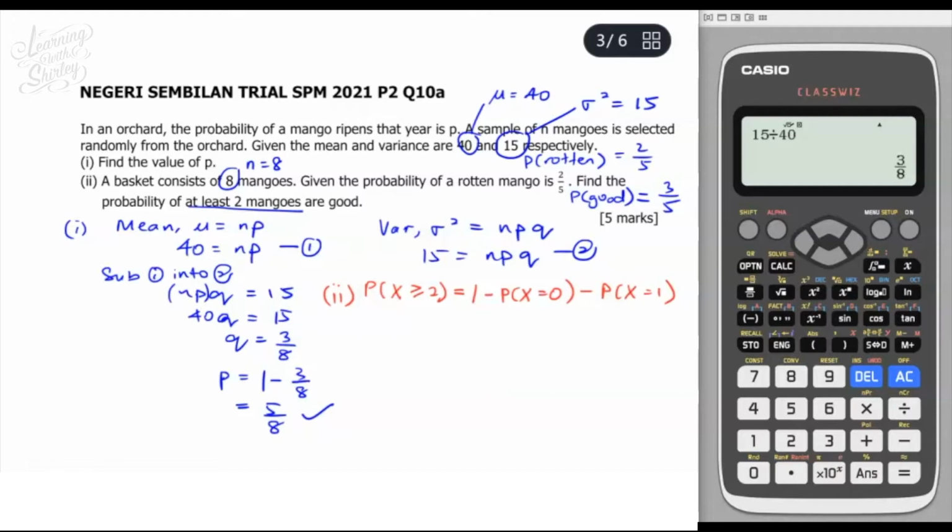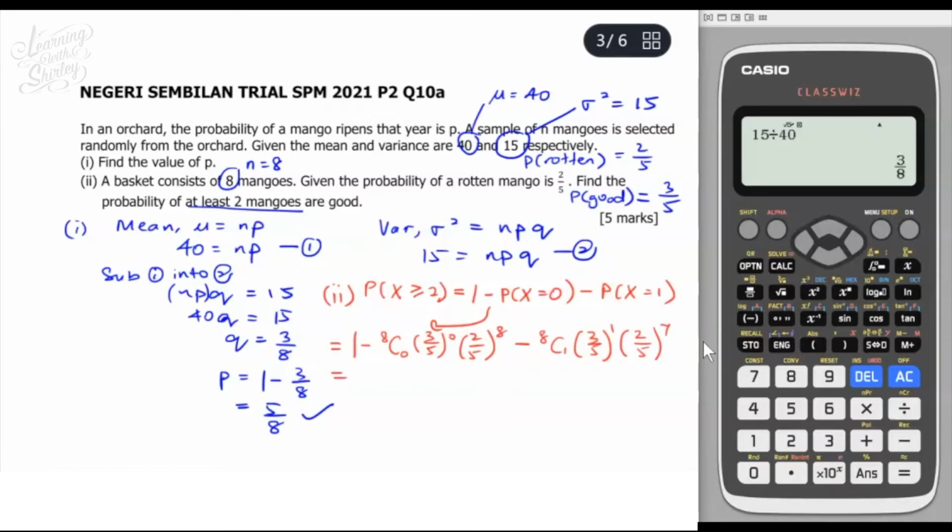So I'm going to use the formula, which is the nPr. So 1 minus 8C0, and then the P is the good one, 3 over 5, power 0, then 2 over 5, power 8 minus 0 is 8. Then minus, then this is x equals to 1, right? So 8C1. So 3 over 5, this is the P, power 1. And then the Q is 2 over 5. So 8 minus 1 is 7.